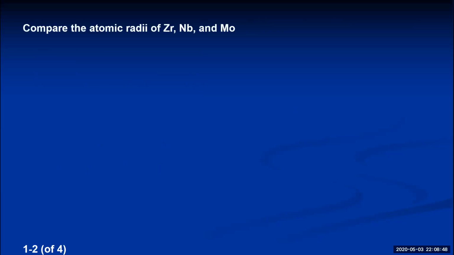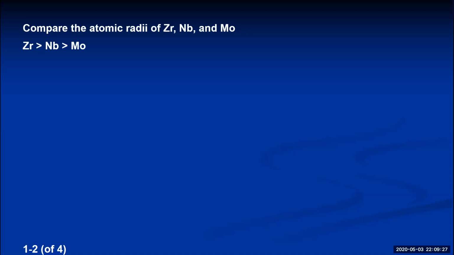Let's check some periodic trends now from our first exam. Why don't we see if we can compare the atomic radii of zirconium, niobium, and molybdenum, and see if you can arrange these from largest to smallest. These 3 elements are in the same row on the periodic table, and as you move to the right on the periodic table, the general trend is the atoms are going to wind up getting smaller. So the first atom you reach in any row on the periodic table will be the largest one. So zirconium atoms will have to be larger than niobium atoms, and niobium atoms will be larger than molybdenum atoms.